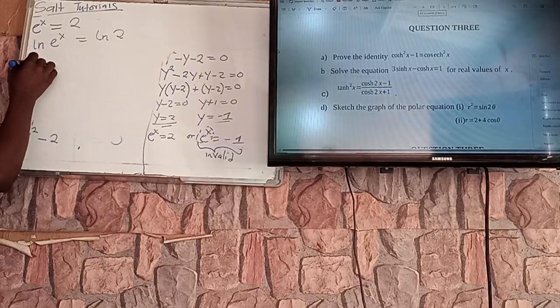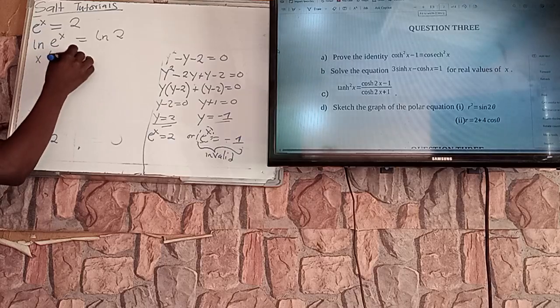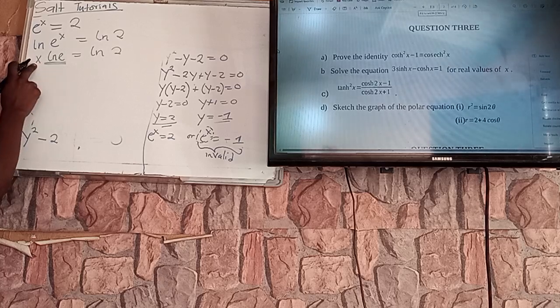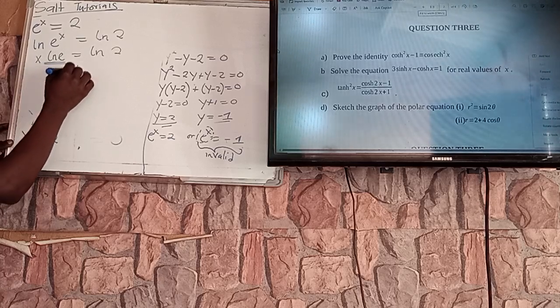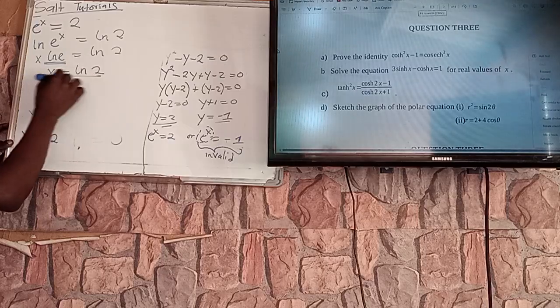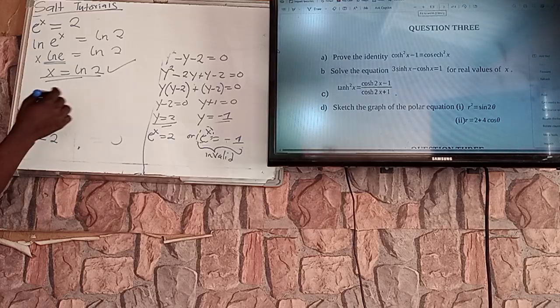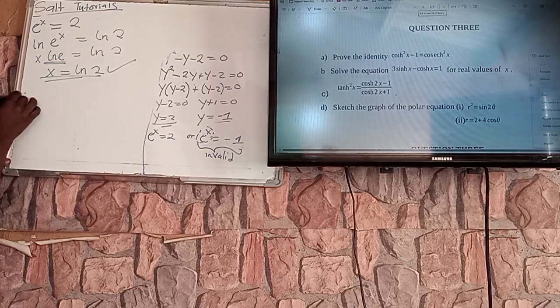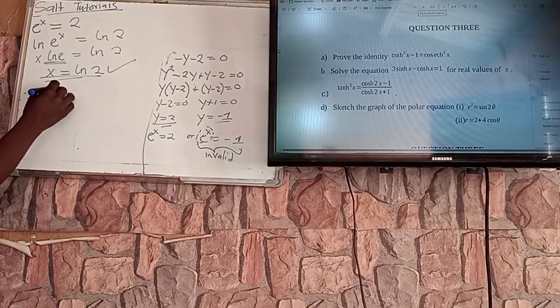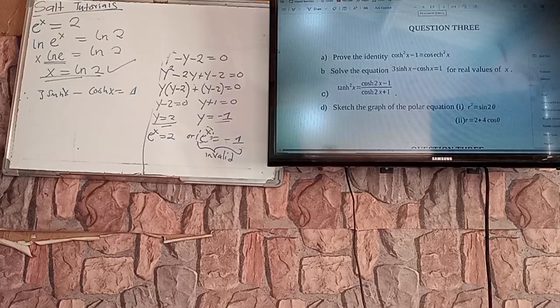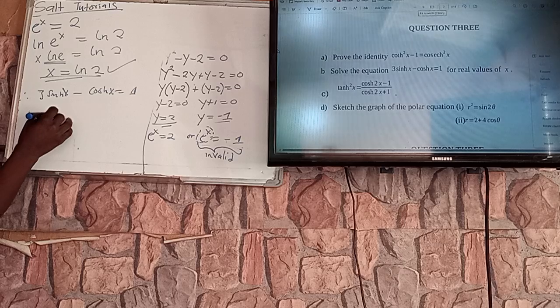By the power rule, the x drops down: x times natural log of e equals the natural log of 2. Natural log of e is equal to what? 1. 1 times x is x, and x will be equal to the natural log of 2 as our solution. Therefore, if we solve the equation which was 3 sinh x minus cosh x equals 1, we get the value of x as the natural log of 2.